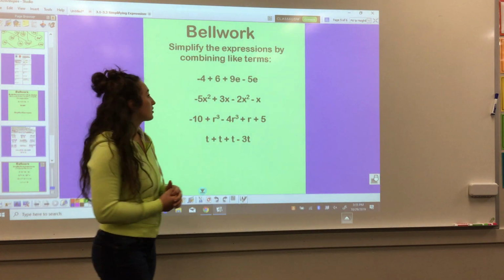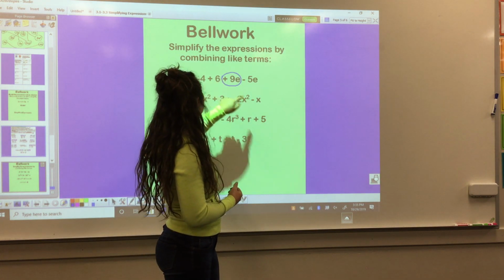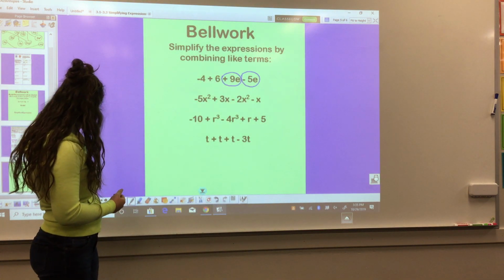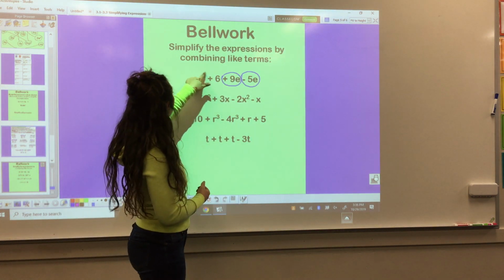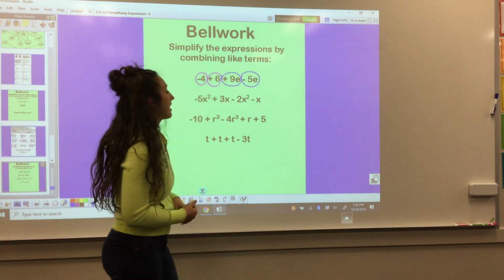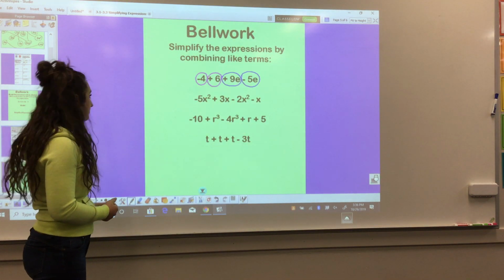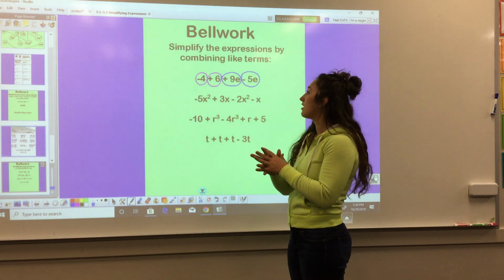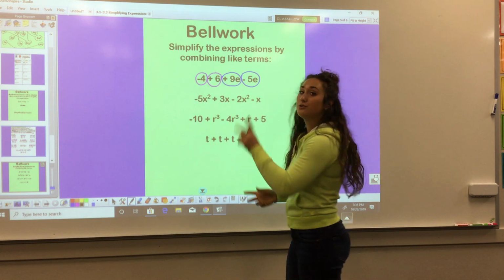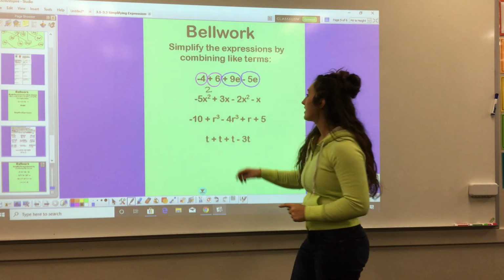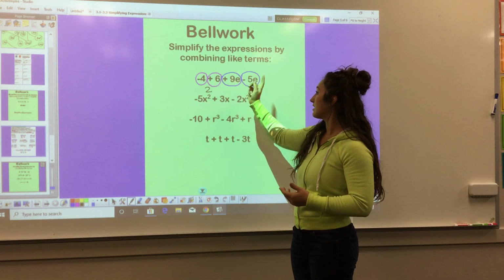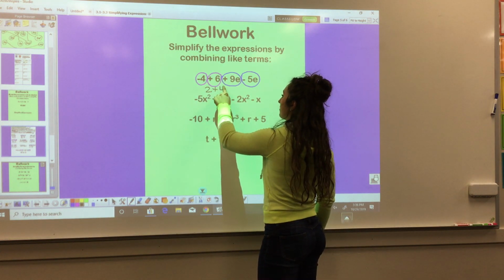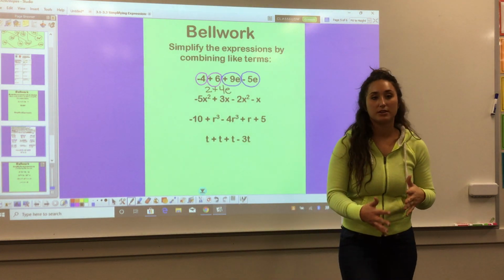In the first one, the like terms would be 9e and negative 5e, along with negative 4 and positive 6. So negative 4 plus 6, combine those, or add them, is 2. And then combining or adding 9e with negative 5e is 4e. So plus 4e would simplify that.